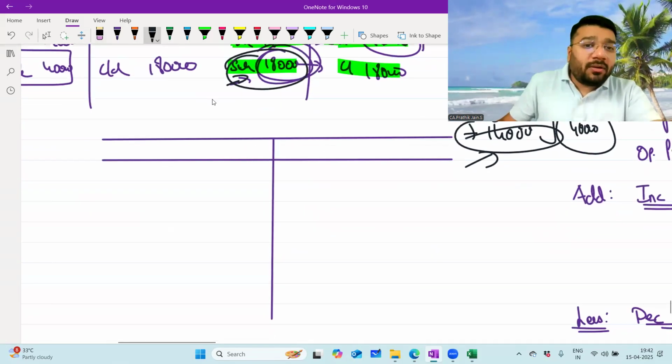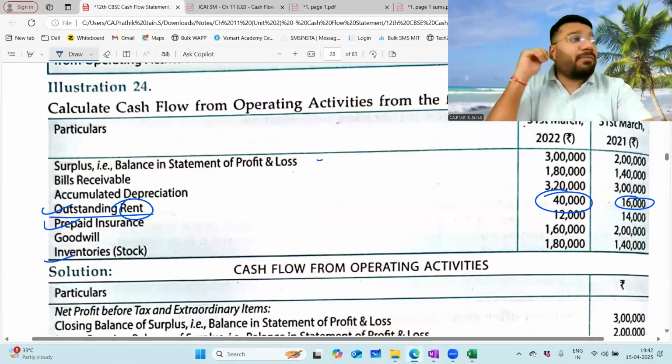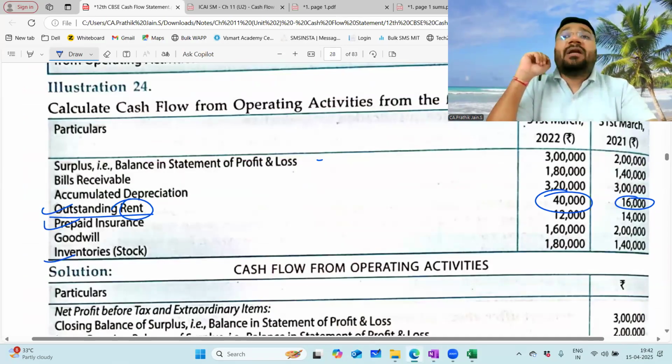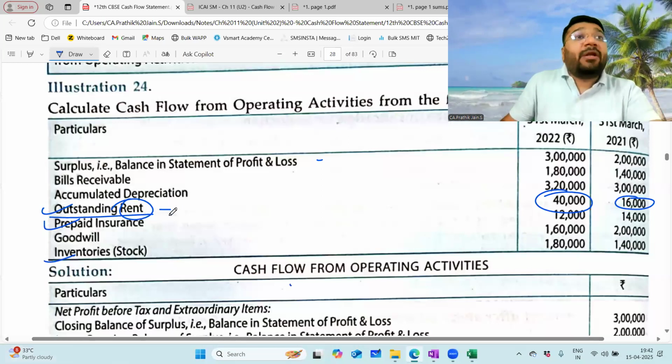Now next point is what? Outstanding expenses. Please tell me, outstanding expenses, current asset or current liability? It is liability because I'm yet to pay the money. Expense incurred. Outstanding expenses means expense incurred but money not paid. I'm yet to pay. When will I pay?